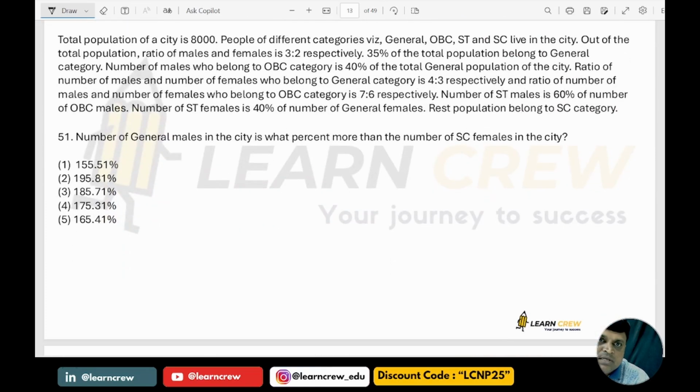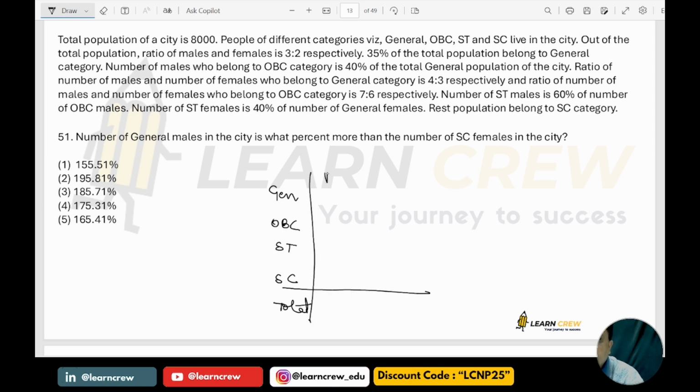Now next question. The total population of a city is 8,000. People of different categories, general, OBC, ST, SC, live in the city. Out of the total population, the ratio of males to females is 3:2.